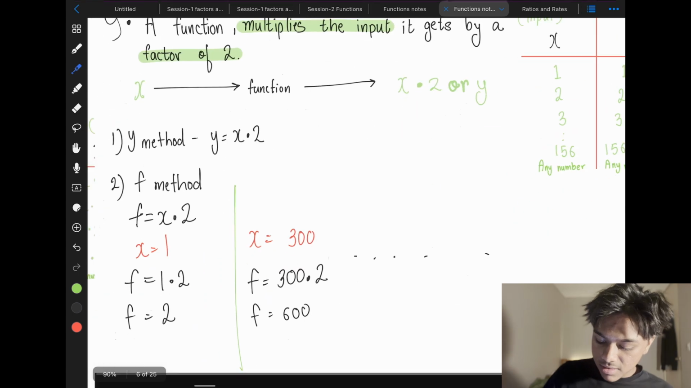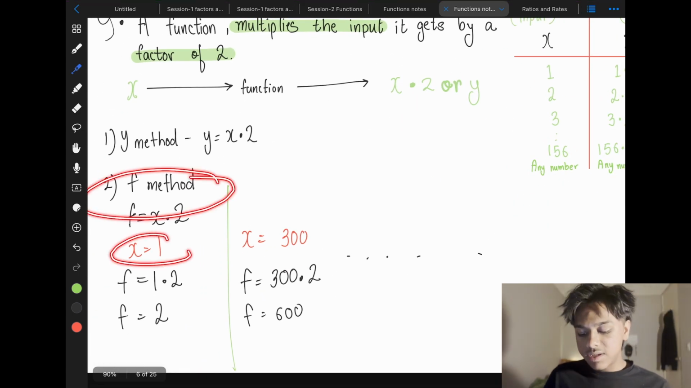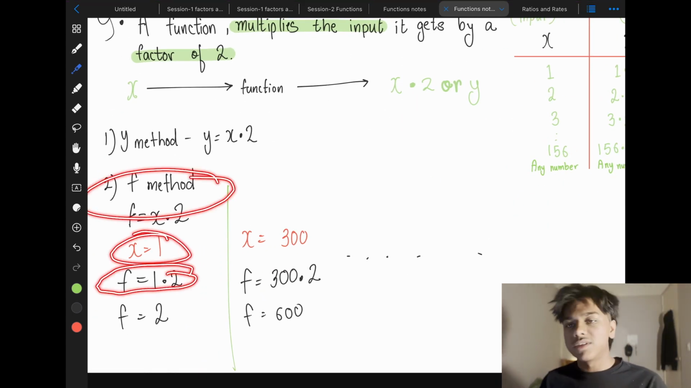Since here in the f method, you had to write x equals 1, and then you have to write f equals 1 times 2.